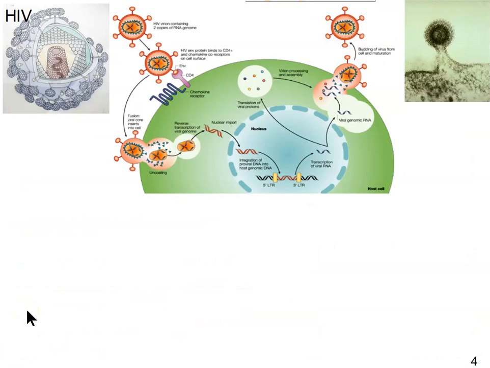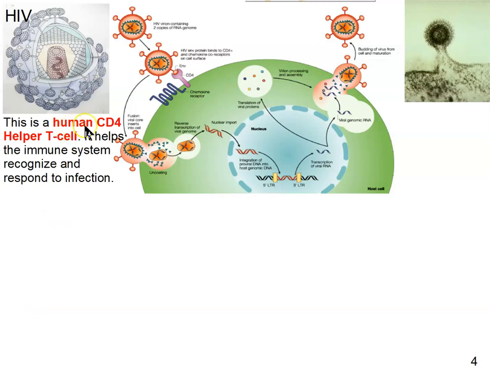Here we see a diagram of how HIV infects a human T cell. And it's more specifically known as a human CD4 helper T cell. The CD4 comes from a protein receptor that is on the surface, or on the plasma membrane, of those types of cells. It's called a helper T cell because it helps the immune system recognize and respond to infection. So these are the cells that are destroyed by HIV that eventually leads to AIDS. Your immune system cannot function without these helper T cells.